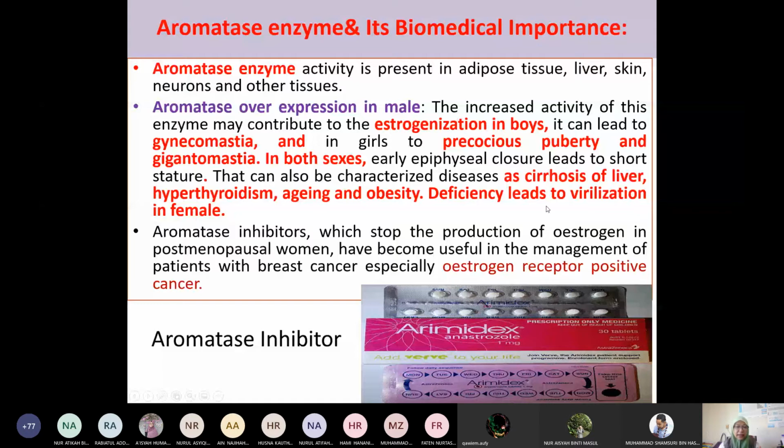Aromatase deficiency can lead to virilization in the female. Overexpression can be characterized in diseases such as cirrhosis of the liver, hyperthyroidism, aging, and obesity. You can find overexpression of the aromatase enzyme. So these conditions are related with the overexpression of aromatase. Okay, that's all about the adrenal cortical hormones and sex hormones.